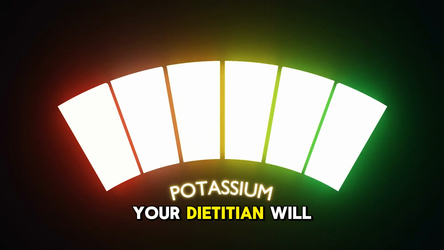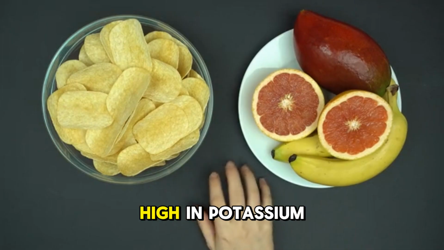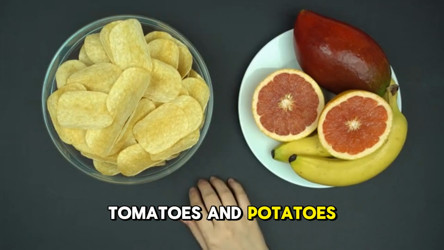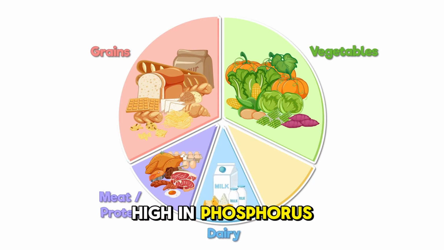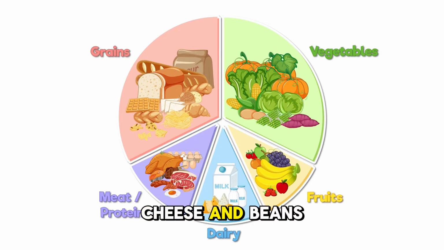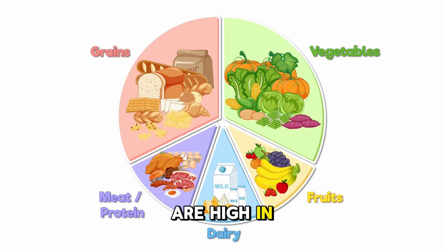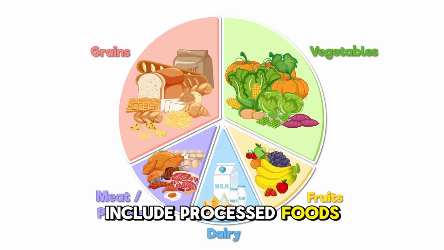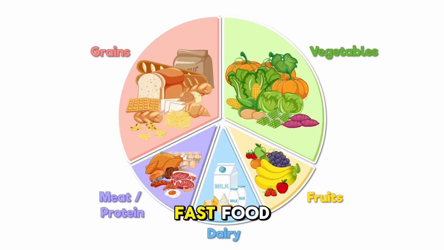Foods that are high in potassium include bananas, oranges, tomatoes, and potatoes. Foods that are high in phosphorus include milk, cheese, and beans. And foods that are high in sodium include processed foods, canned foods, and fast food.